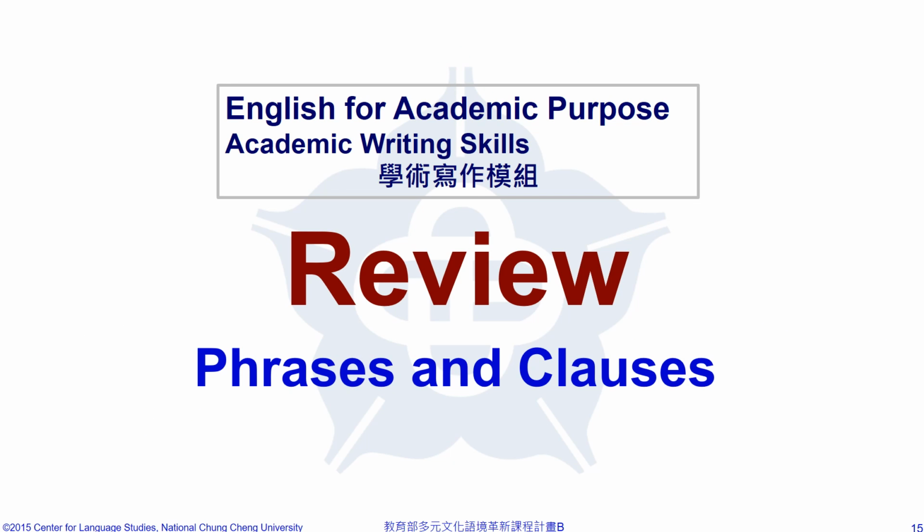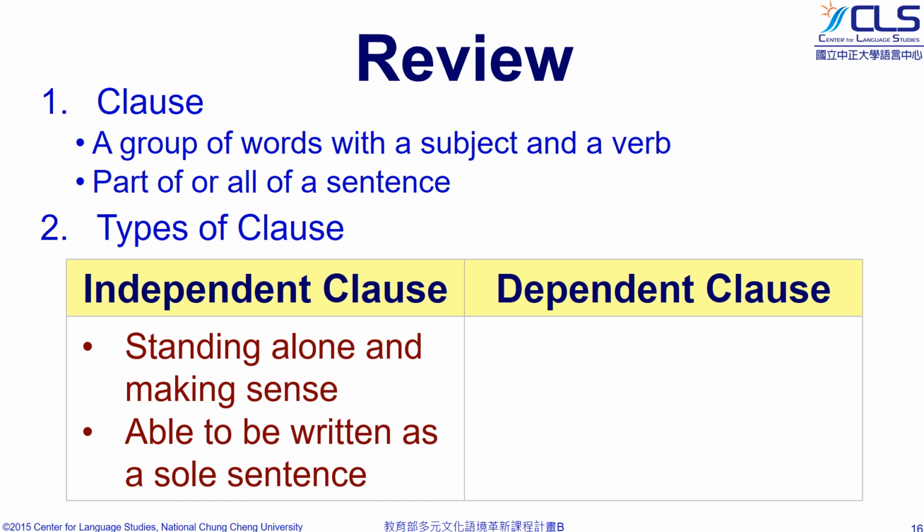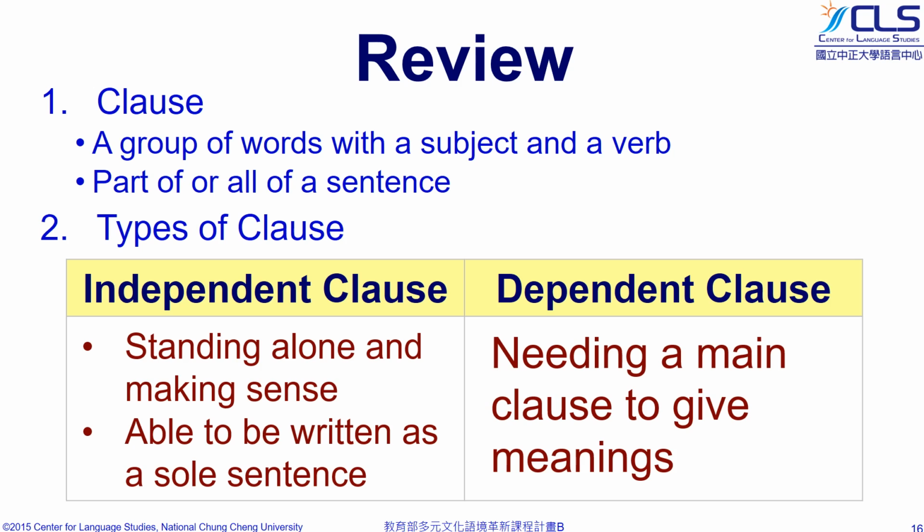Okay, let's review what we've learned. A clause is a group of words with a subject and a verb. It can be part of or all of a sentence. We can divide clauses into independent and dependent clauses. On one hand, independent clauses can stand alone and make sense by themselves, so they can be a complete sentence. On the other hand, dependent clauses need a main clause to make them meaningful.